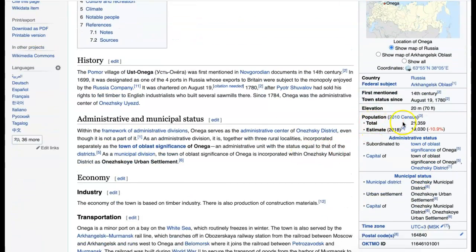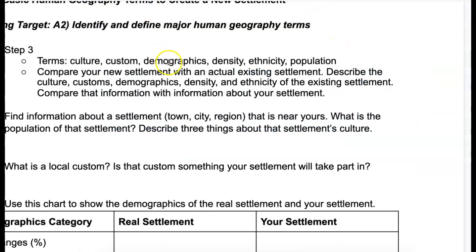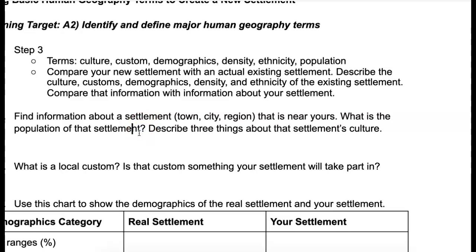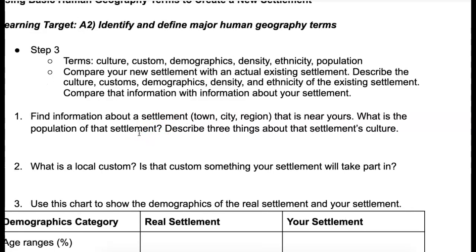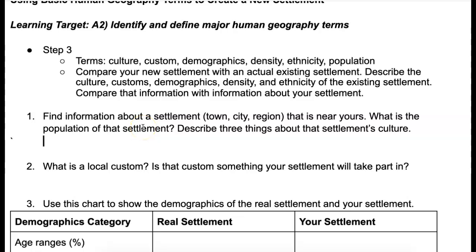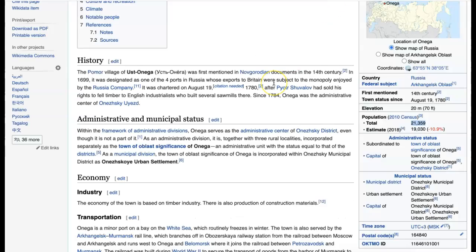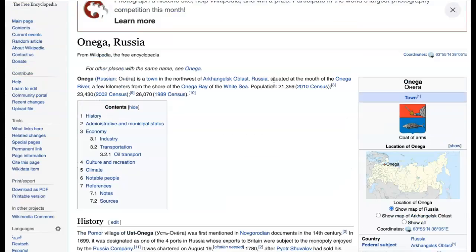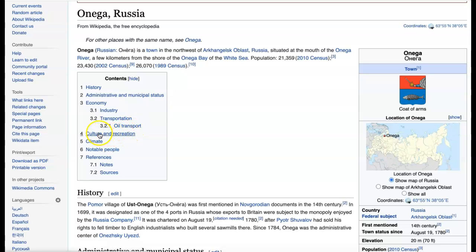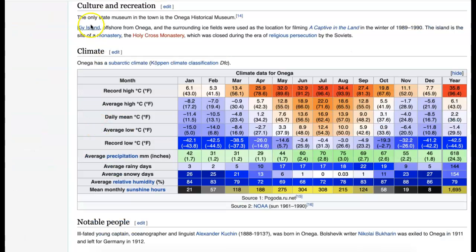But right here it says the total population, 20,359. So I can use that in my answer. And then it also says, I'll type that in here, 21,359. All right. So then it also says to describe 3 things about that settlement's culture. So now that we're here, what can I read about? Well, I got culture and recreation right there on Wikipedia.